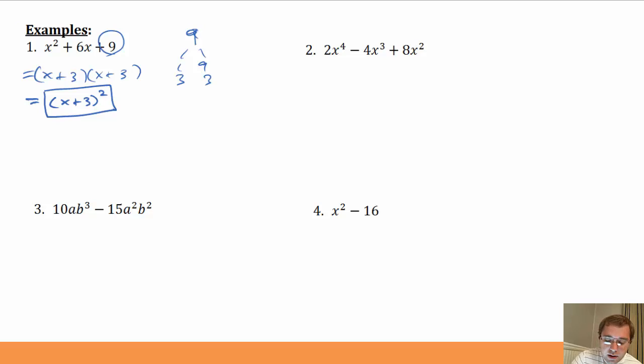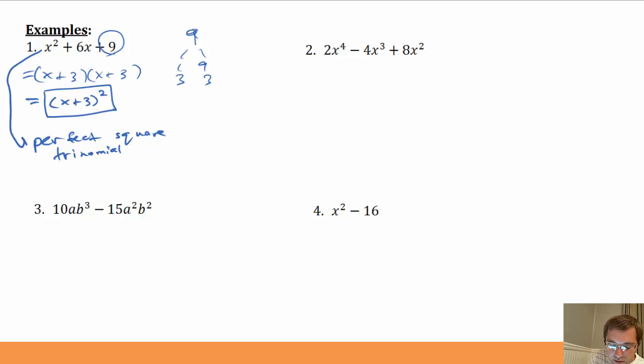It is what's called a perfect square trinomial. It's a trinomial that factors as a square of a binomial. Our original problem is a perfect square trinomial. It factors as the square of a binomial.